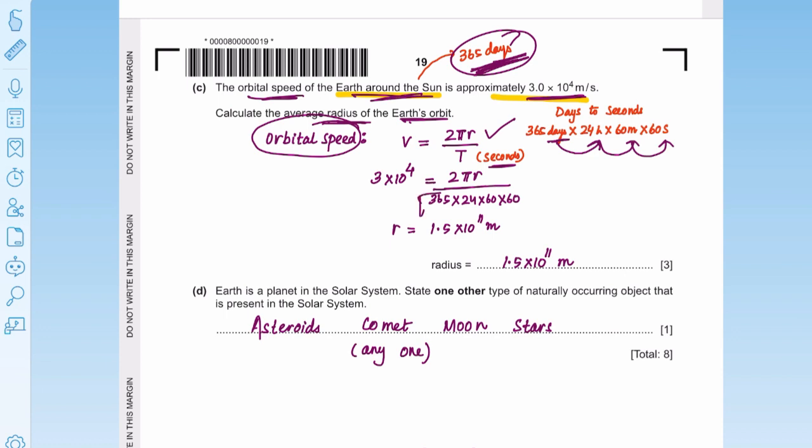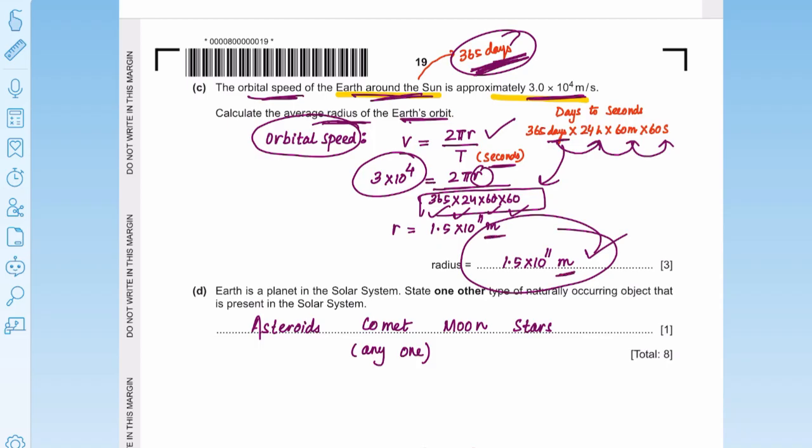So in place of time, we have to replace this with 365 times 24 times 60 times 60, days to seconds, right? So v is given, 3 times 10 power 4 equals 2 pi r over this one. We have to keep r as the subject and take everything else to the other side. When you rearrange it, you will get 1.5 times 10 power 11 meter. You can write down in standard form. And yes, the radius unit should be a distance unit, that is exactly meter.